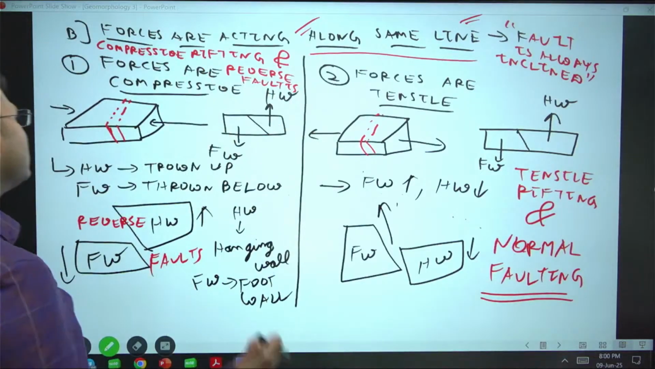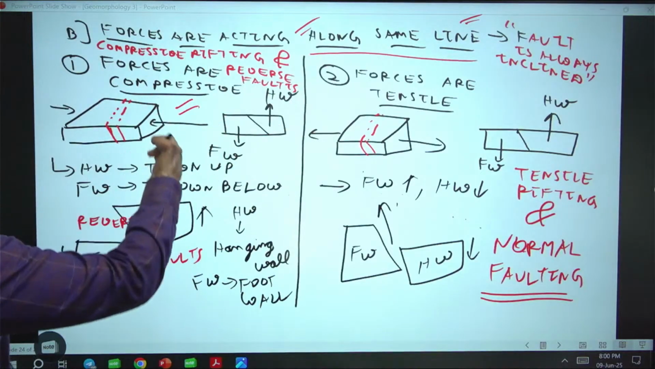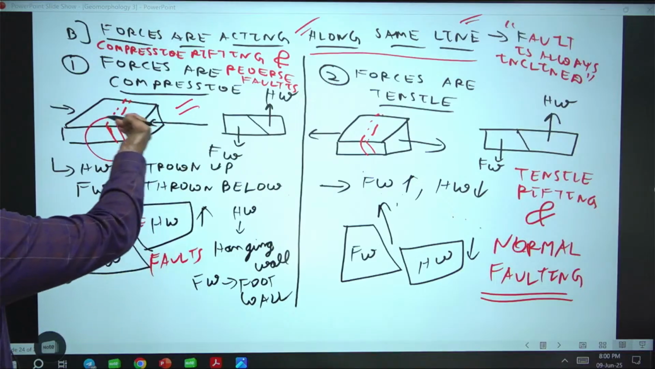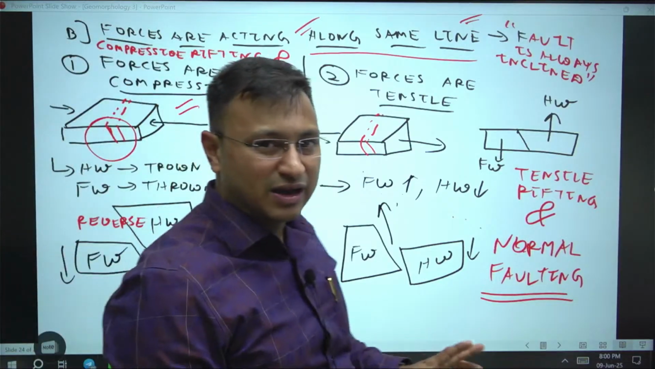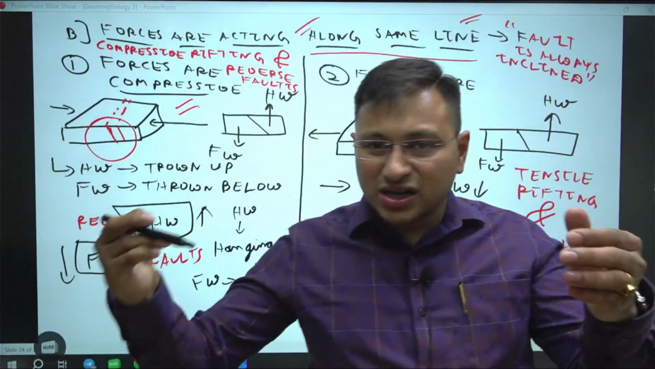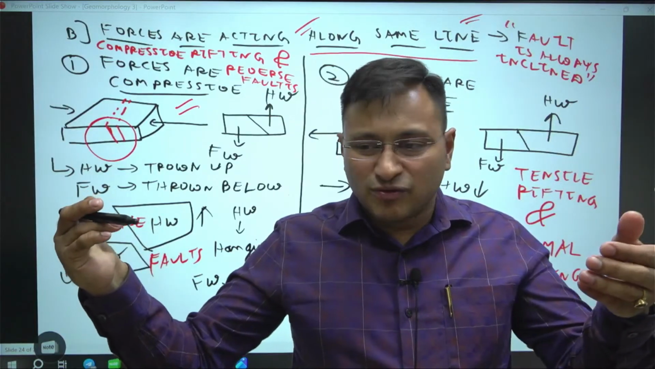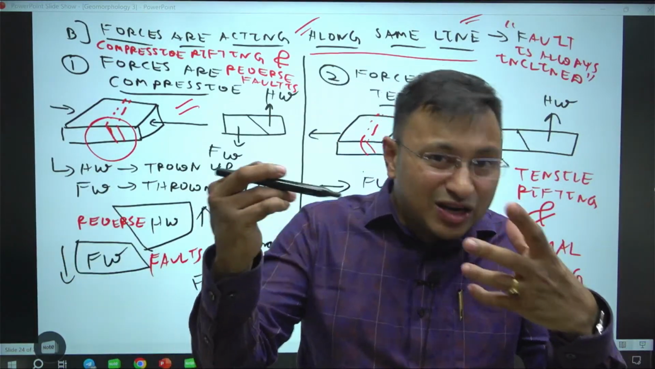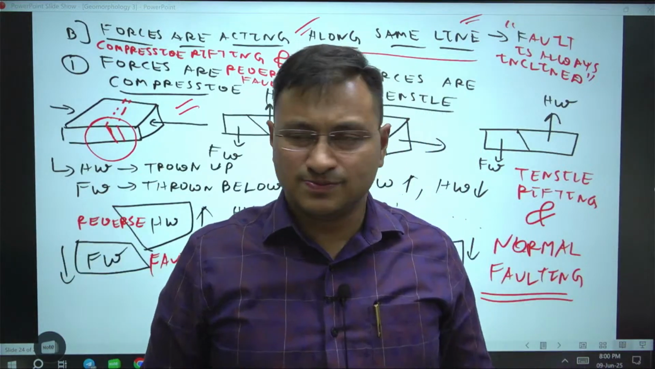So let us consider the first case where the forces acting are compressive. In such a case, the crack which is developed is always inclined with respect to the vertical. The crack will never be straight, it will always be inclined. You can very well understand, because when the forces are acting along the same line, we really don't know which part of the crust is going to yield first.